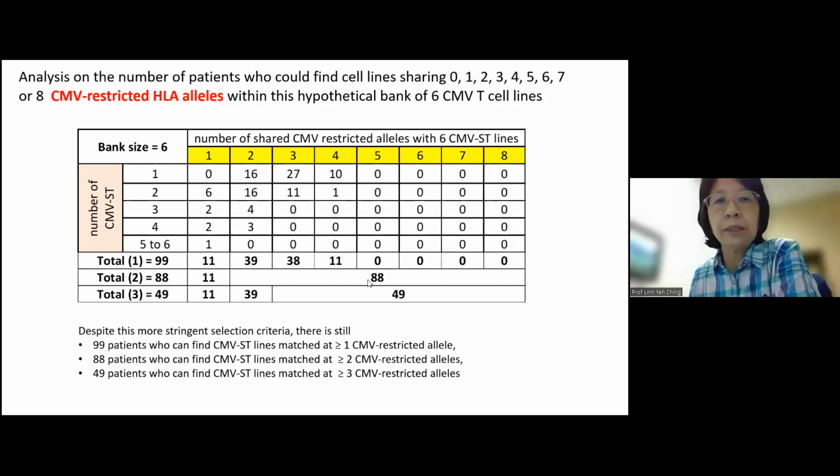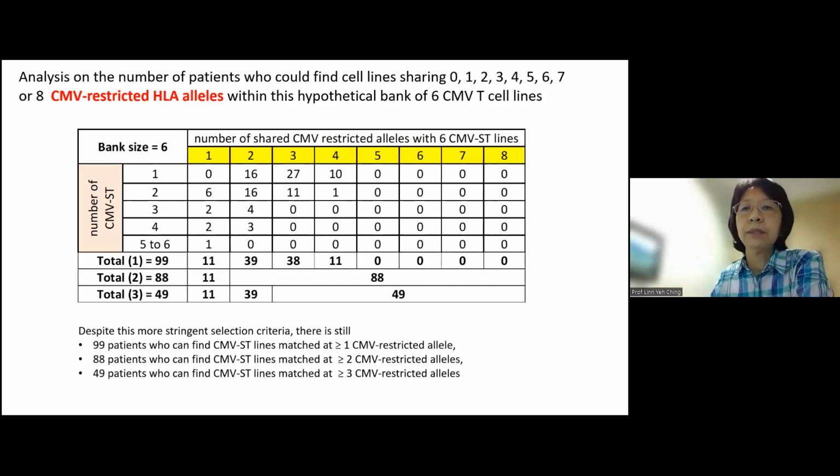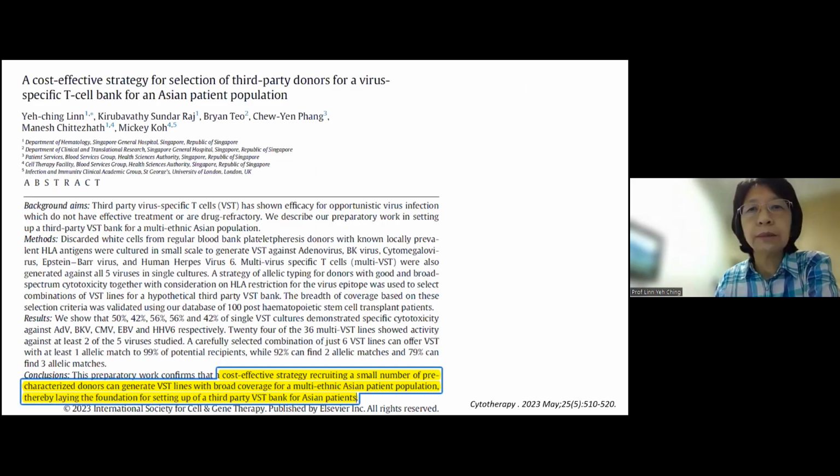So this simulation of an actual scenario demonstrates that at least for CMV, a bank size of just 6 CMV cell lines can provide the vast majority of local patients with a VST line that matches at least 2 alleles. And these third-party VST lines will have a reasonable chance of killing CMV infected tissues in these allogeneic recipients. We published our results demonstrating that a small number of well-characterized donors can provide VST lines to cover our patient population, and that this is a cost-effective strategy.